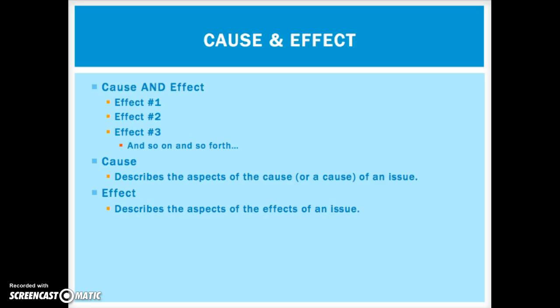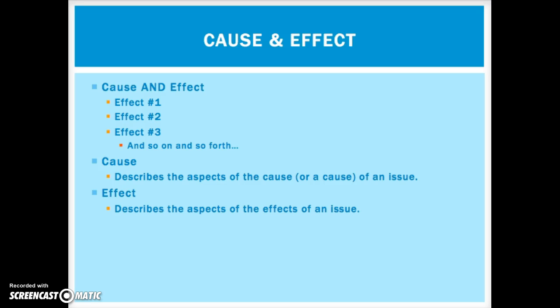If you do a cause and effect, you can do where you're describing a cause and an effect. So you're talking about the cause, and then you'll talk about effect 1, effect 2, effect 3, and so on and so forth. If you're focusing on the cause part, you'll first describe the effect, and then you're just going to describe all the aspects of the cause of an issue. So in that case, the majority of your paper's body paragraphs would focus on the cause and not so much on the effect. You'd probably describe the effect in your introduction.